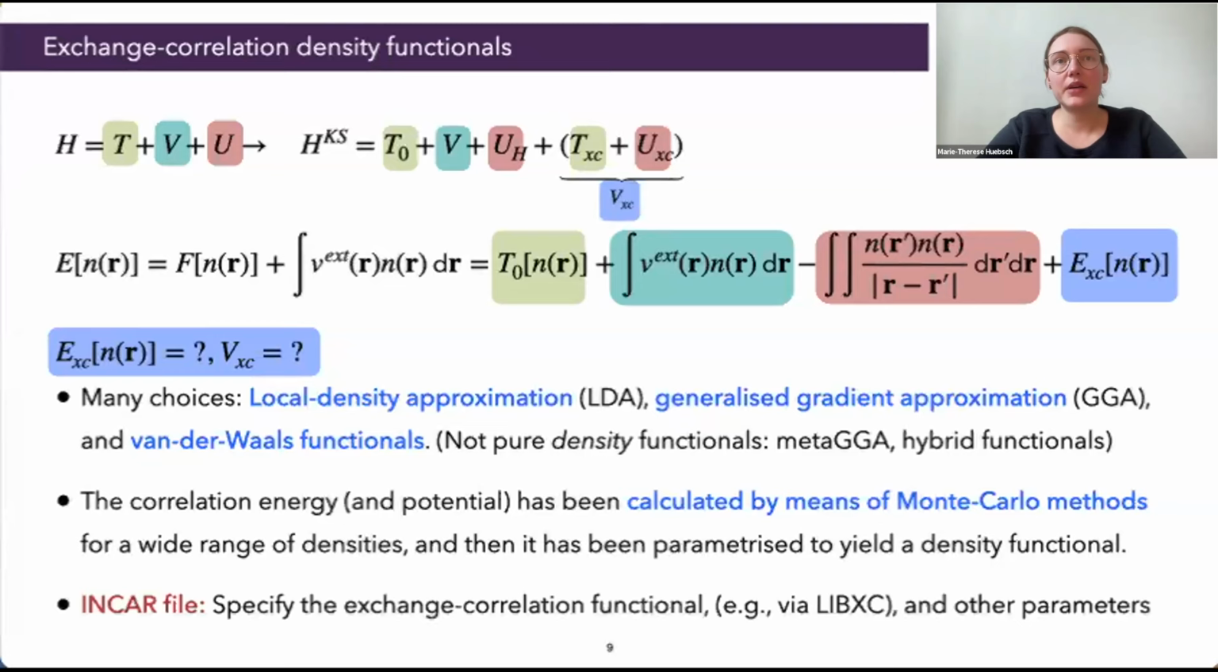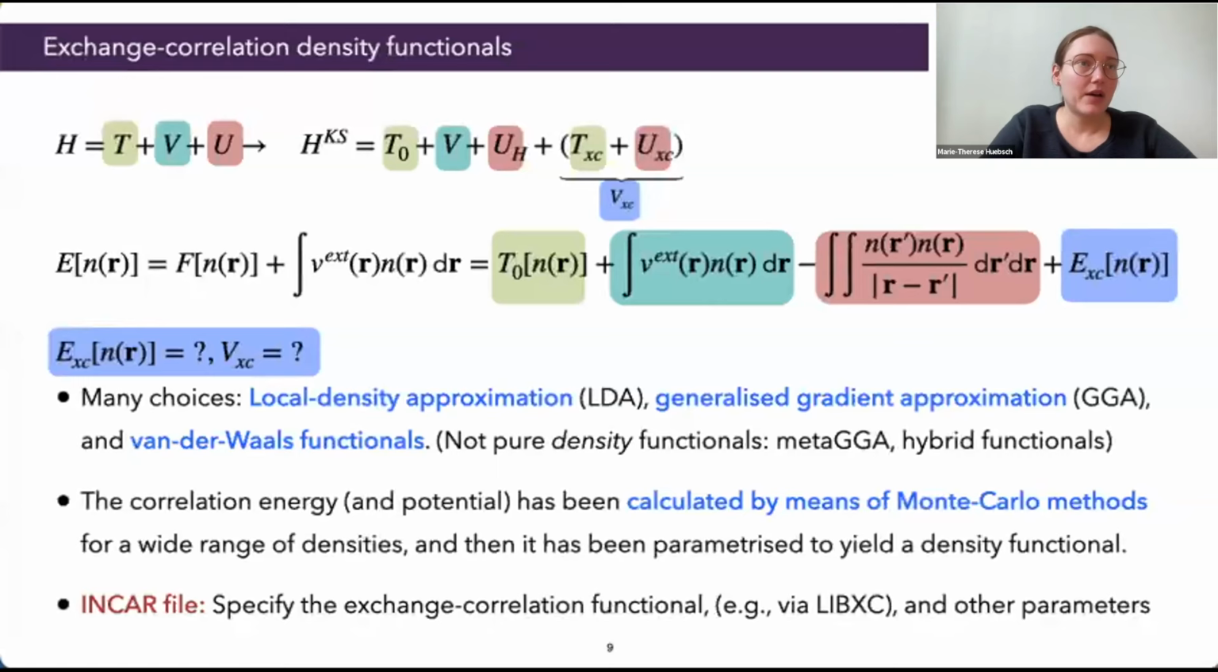In VASP, the exchange correlation functional is specified in the INCAR file. So besides the POSCAR file, the INCAR file is another key input file. The number of possible choices for the exchange correlation functional is quite large. Internally in VASP, we have 4 LDA functionals, 13 GGA, and about 10 van der Waals functionals.